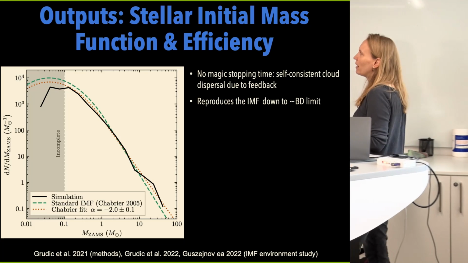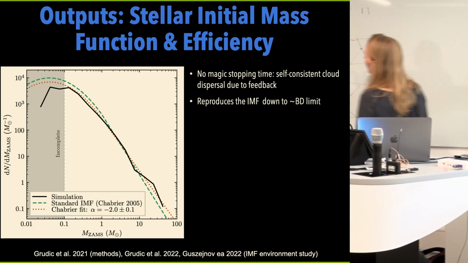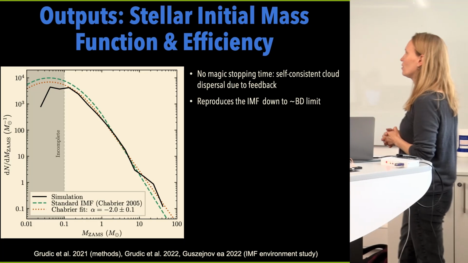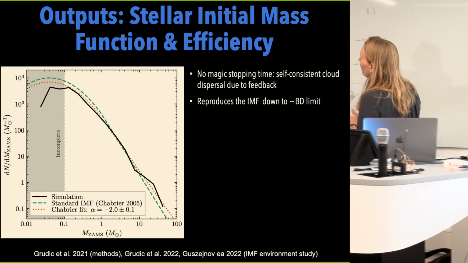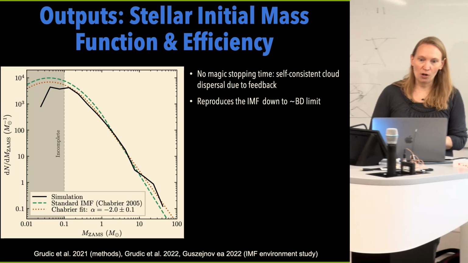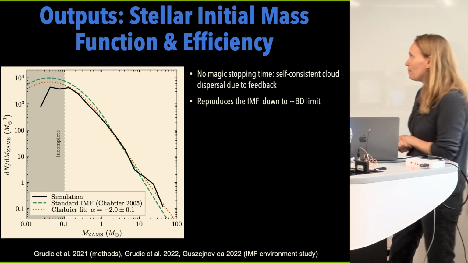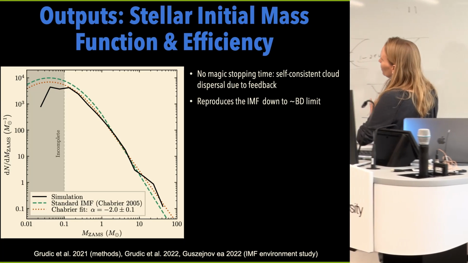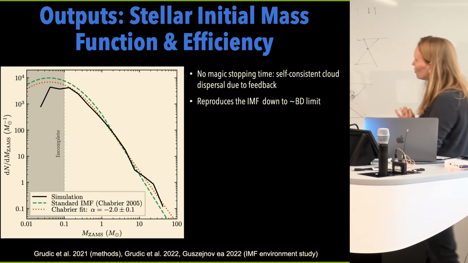This is the final masses when the stars have stopped accreting. So we have self-consistent dispersal due to this feedback. The other metric that we like to show is the stellar initial mass function, and that's shown here. You have the black from StarForge.